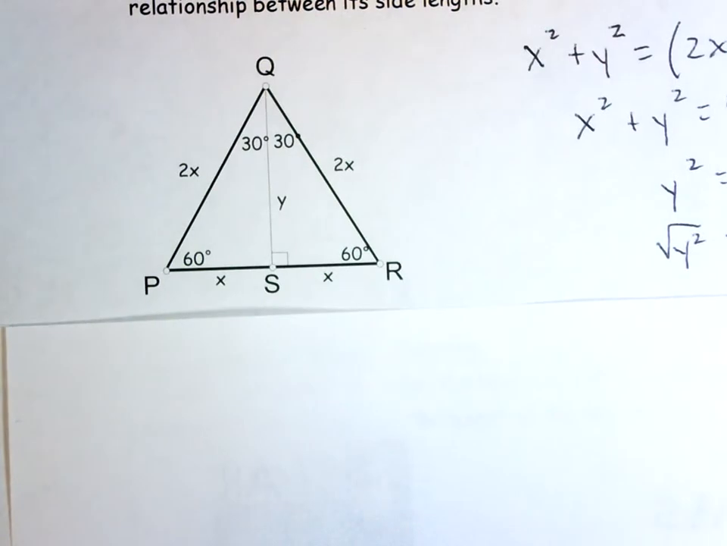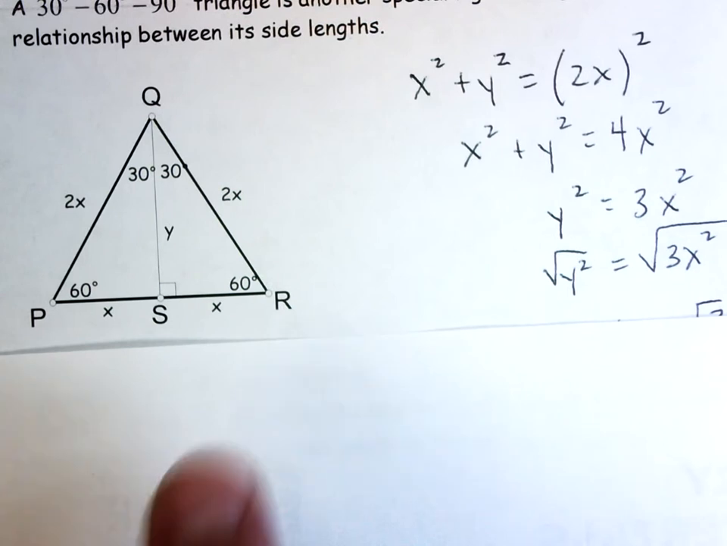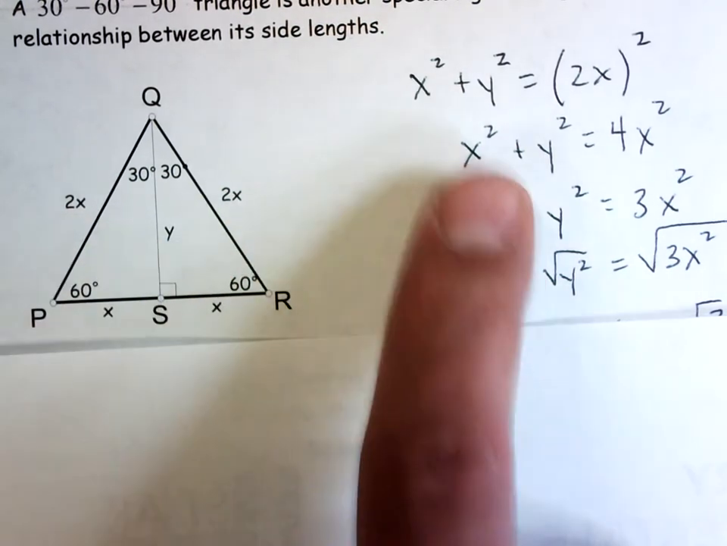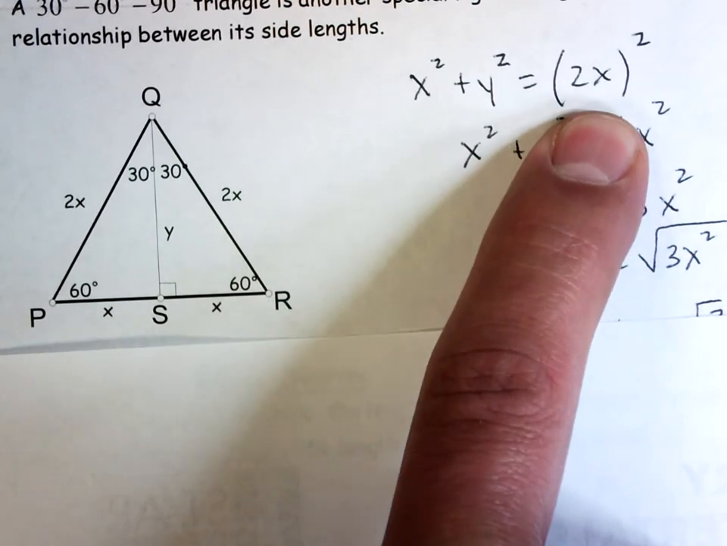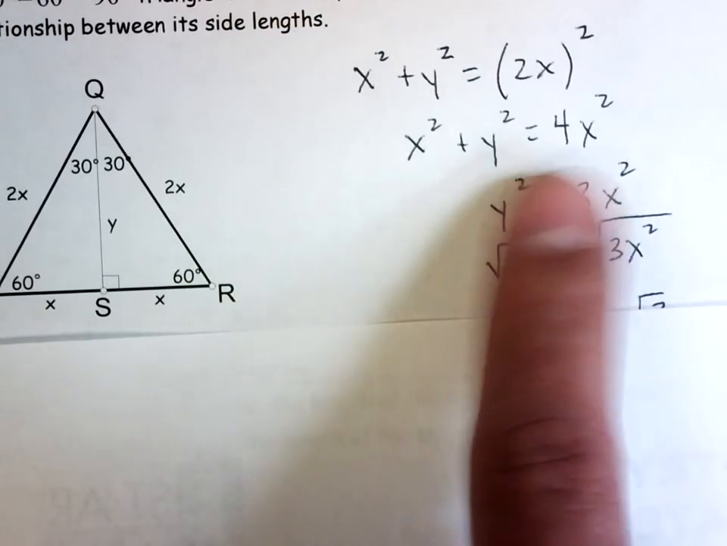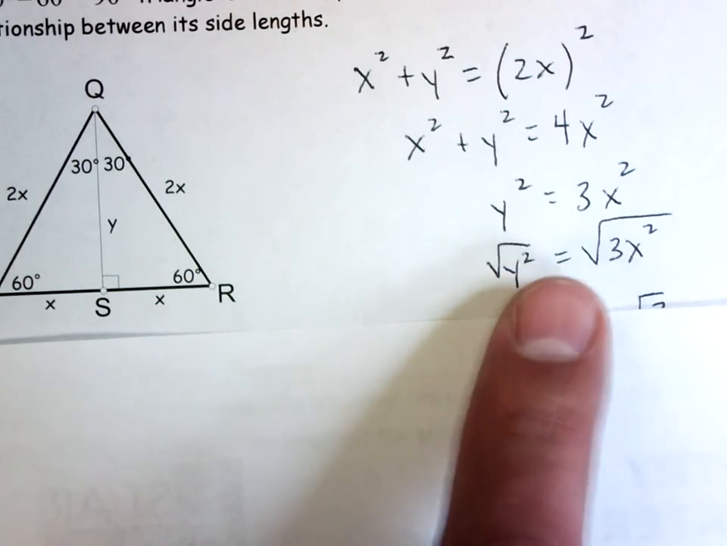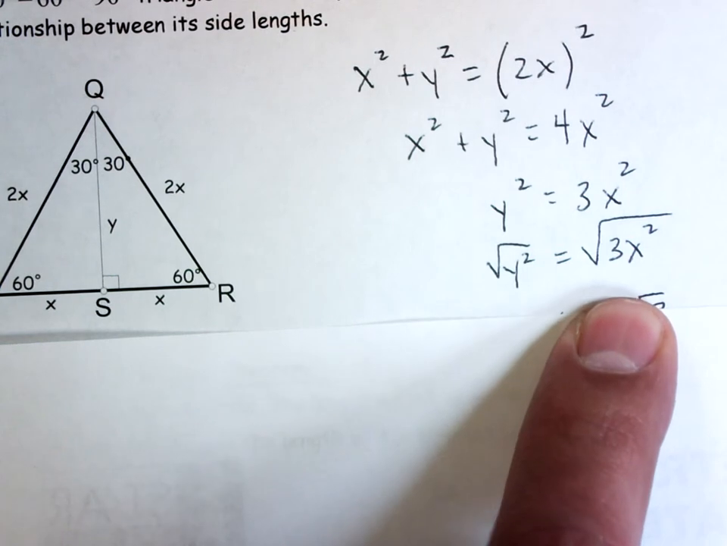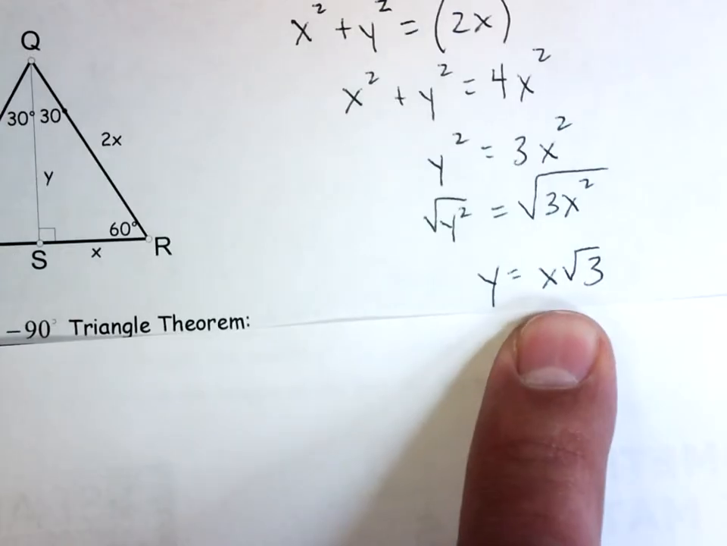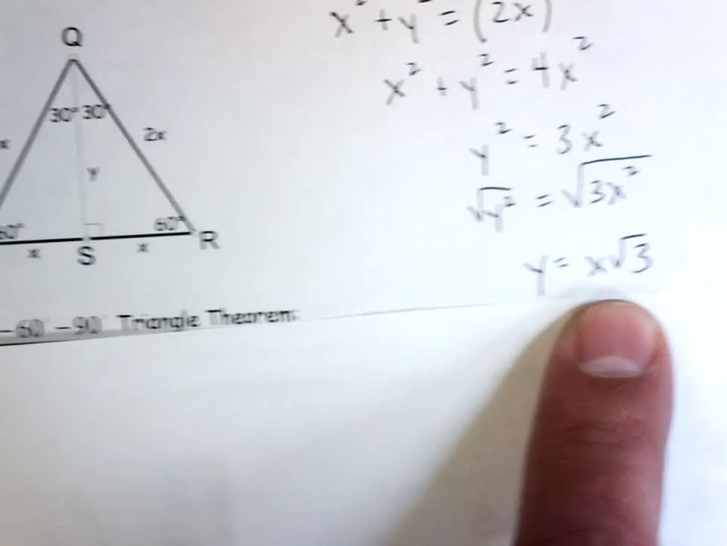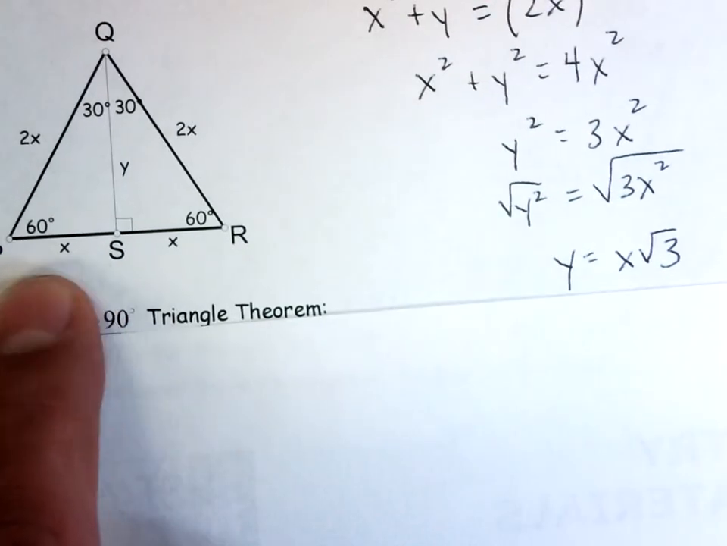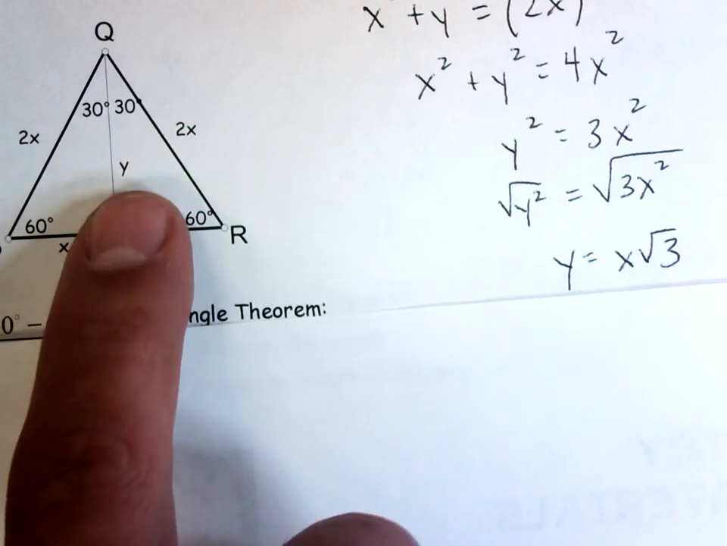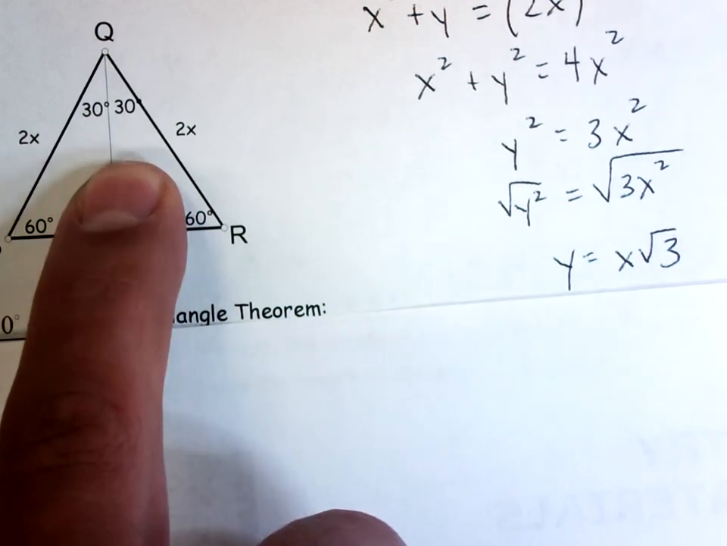But we can just do the Pythagorean theorem again, and I can do x squared plus y squared equals 2x squared. You get x squared plus y squared equals 4x squared. Subtract x squared from both sides, and you get y squared is equal to 3x squared. Square root both sides, and you get y equals x times the square root of 3. So whatever this x is, this piece will be equal to that value of x times the square root of 3.